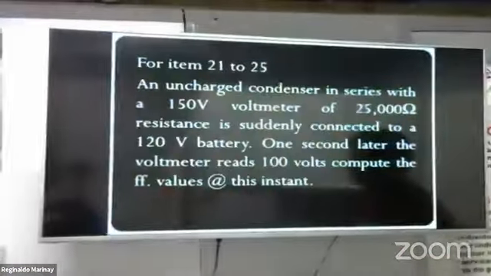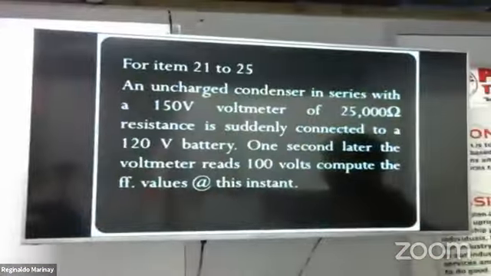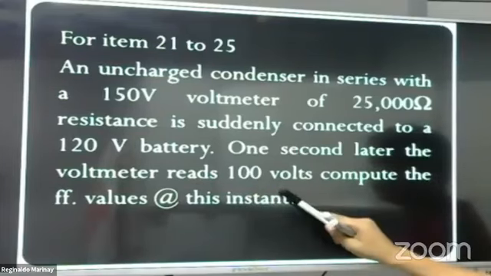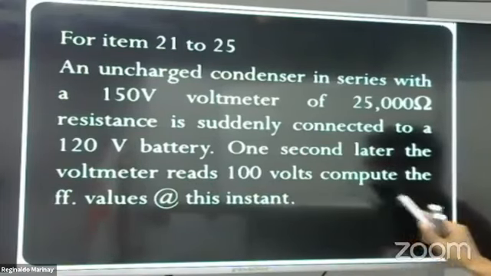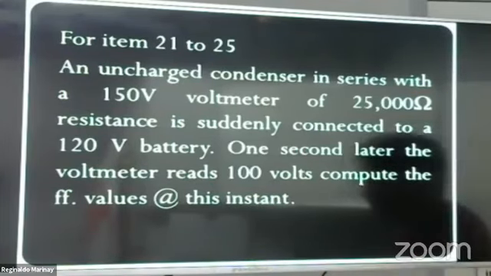Okay, let's continue, guys. So, for number 21 to 25, we have, again, a bundle question. An uncharged condenser in series with a 150 volts voltmeter of 25,000 ohms resistance is suddenly connected to a 120 volts battery. 1 second later, the voltmeter reads 100 volts. Compute the following values at this instant. Okay. The time now here is 1 second later.